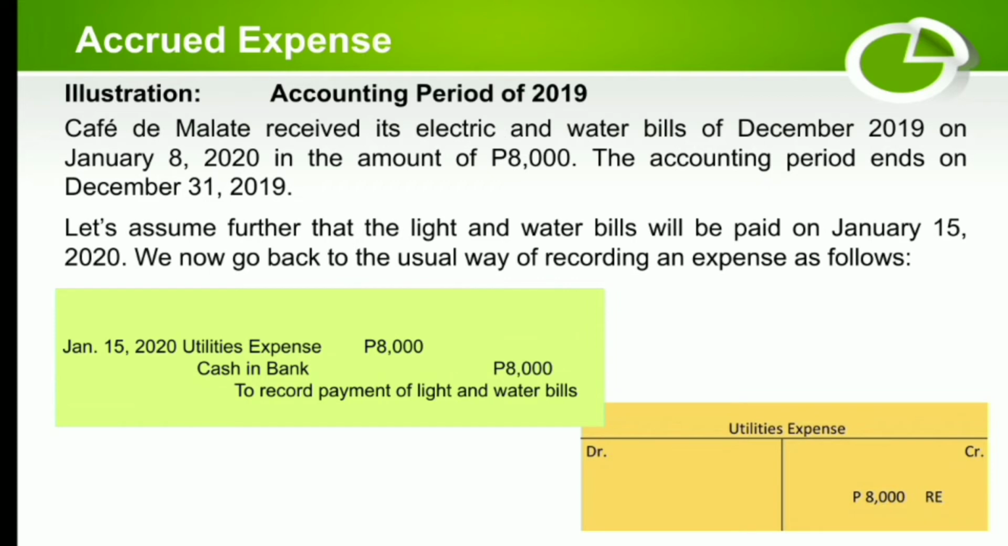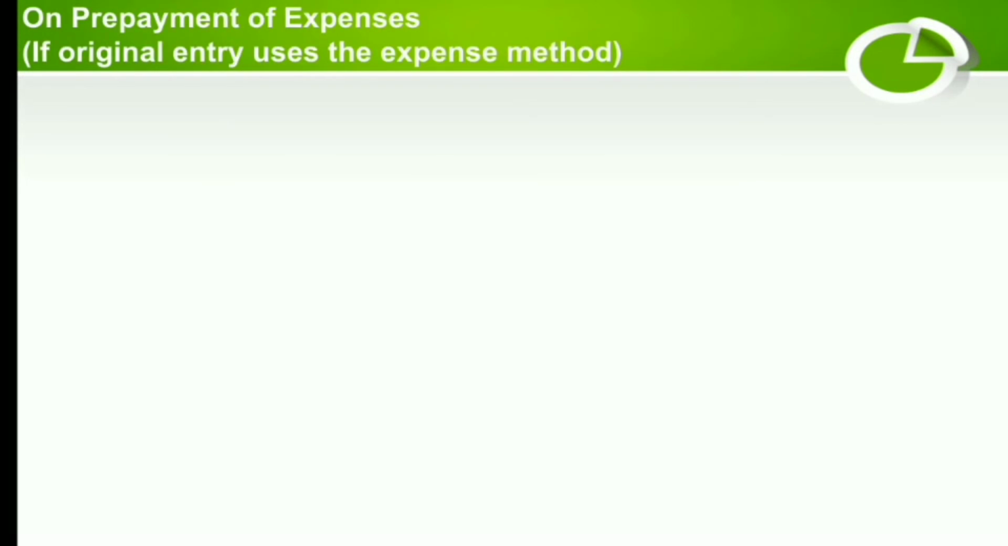This is to record the payment of light and water bills. So as you notice, we now go back to the usual way of recording expenses. Because of the payment of the light and water bills, the utilities expense will now have a zero balance after posting the payment.